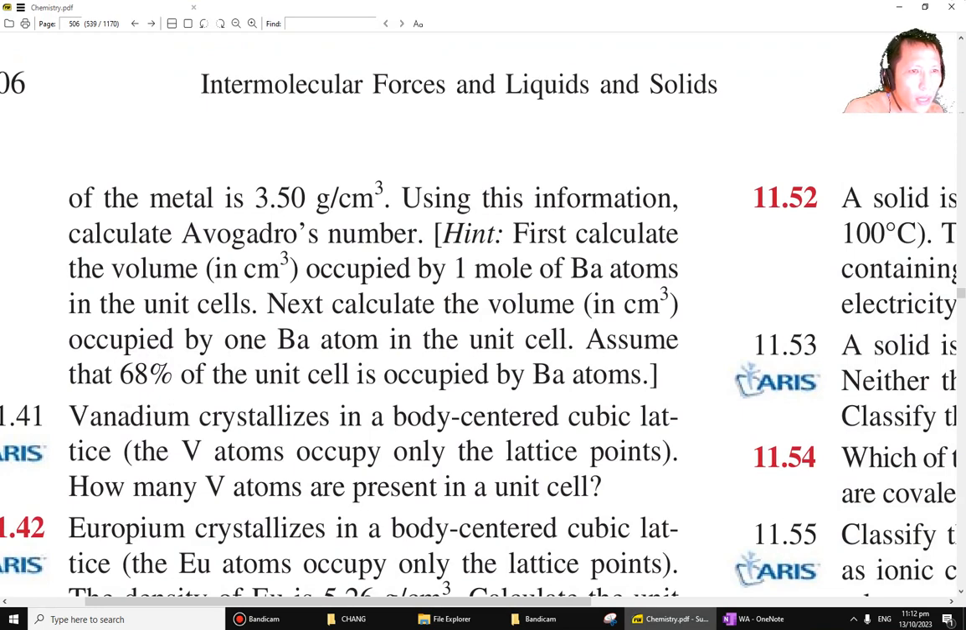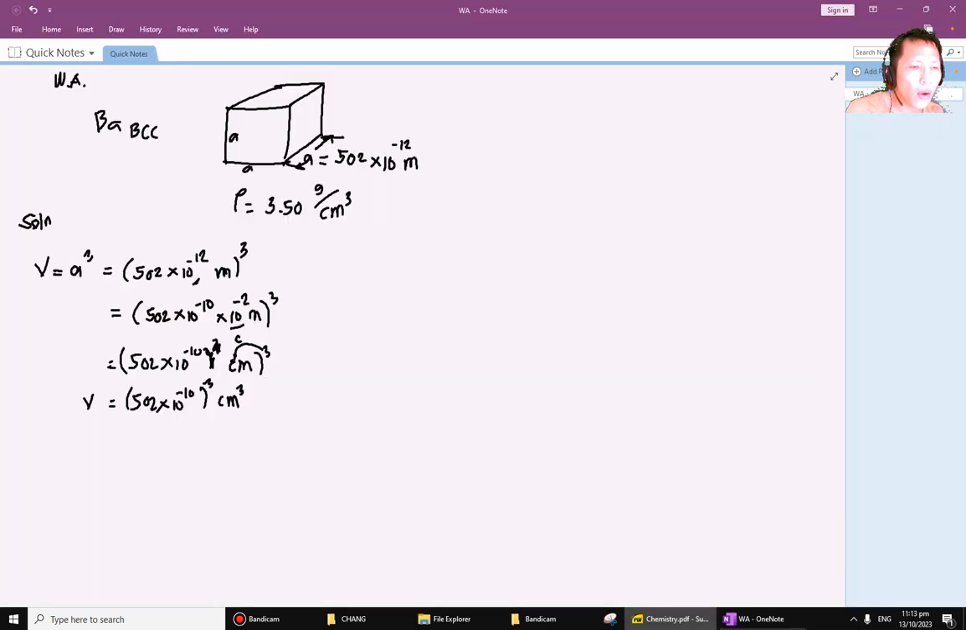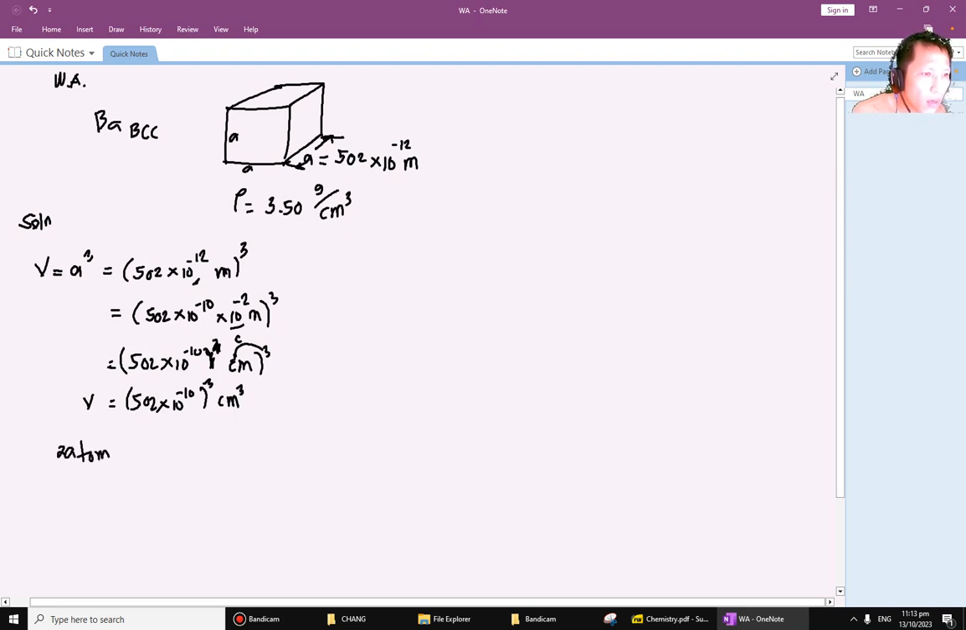Now the next is calculate the volume occupied by 1 mole of the barium atoms inside the unit cells. Okay. So this is the volume of the unit cell. How many atoms are there for a BCC, body-centered cubic? There are two. So there are two atoms. So the volume of two atoms is this volume. Okay, because that's the volume of the unit cell.